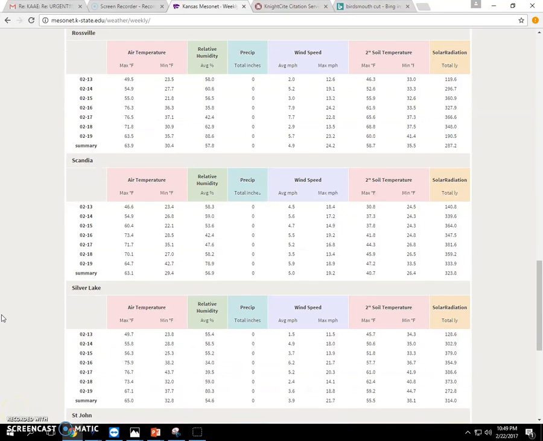The two closest weather stations to my students' location in Mission Valley are Rossville and Silver Lake. Now, these two weather stations are right down the road from each other, but being rival communities and schools, I guess they both need one. It measures anything from air temperature to relative humidity, precipitation in inches, wind speed, soil temperature at the 2-inch level, and solar radiation.